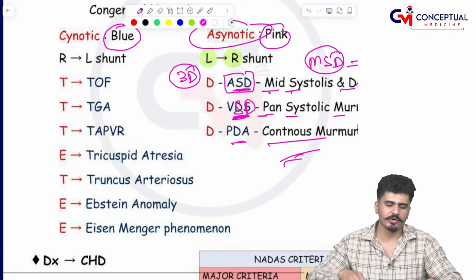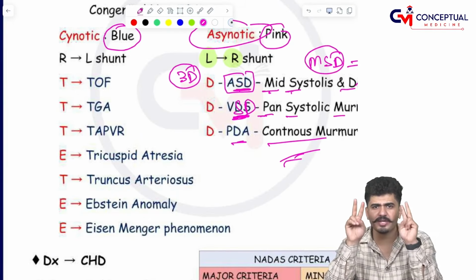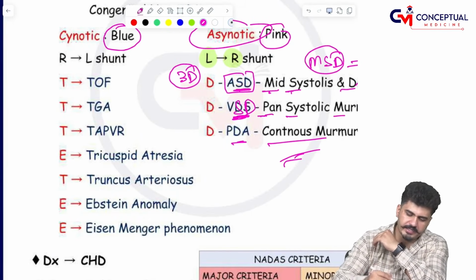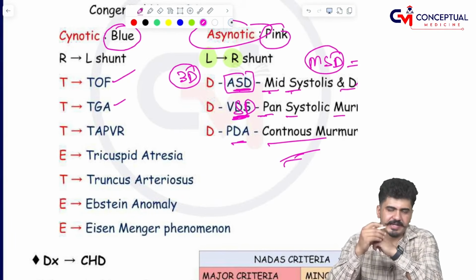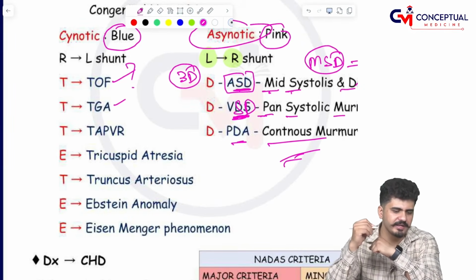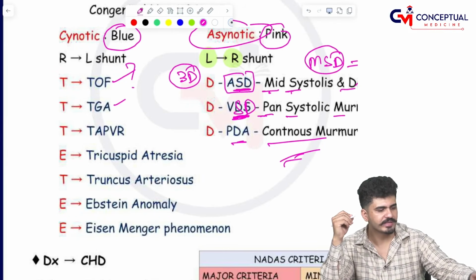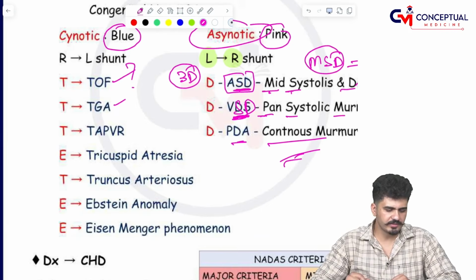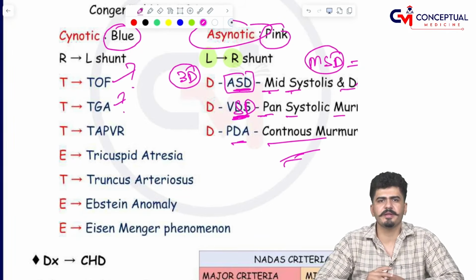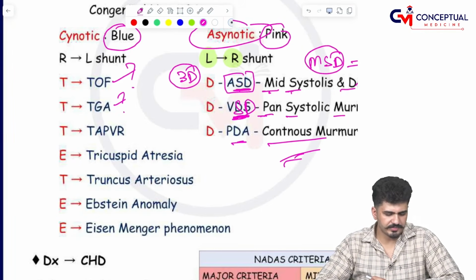Then coming to the cyanotic, blue, 5 T's and 2 E's. Tetralogy of Fallot, transposition of great arteries. Which appearance are you going to see in tetralogy of Fallot? Boot shape. Which appearance in TGA? In TGA you are going to see egg on a string.